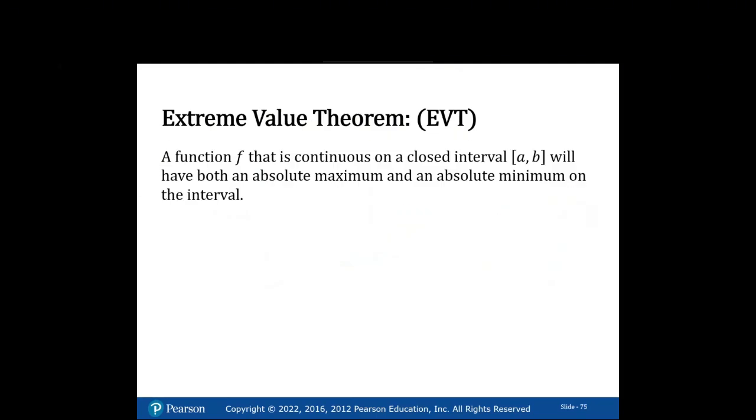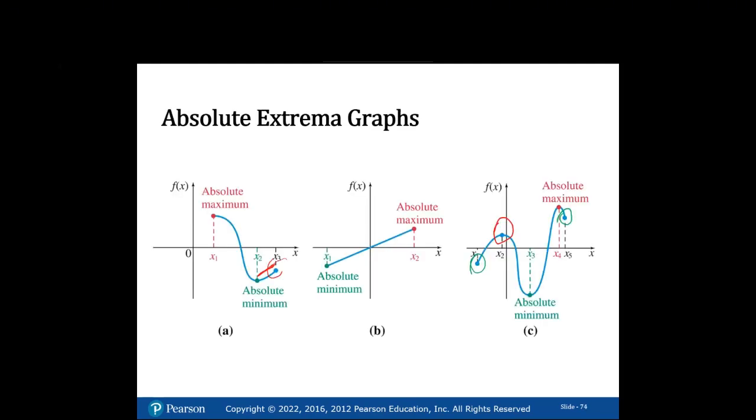Now, the extreme value theorem tells us that if I have a function that is continuous on a closed interval, a to b, then the function must have an absolute max and an absolute min on the interval because it's closed, just like we saw here. These were closed intervals, and there had to be an absolute max and an absolute min.